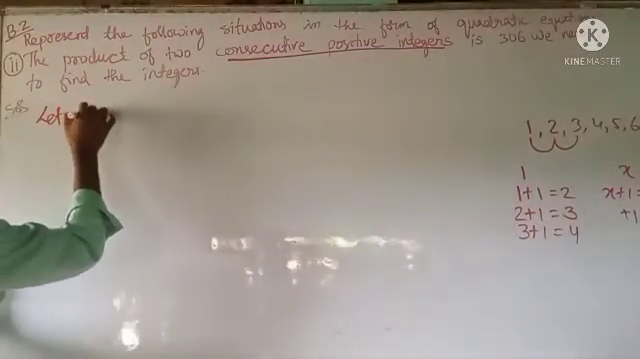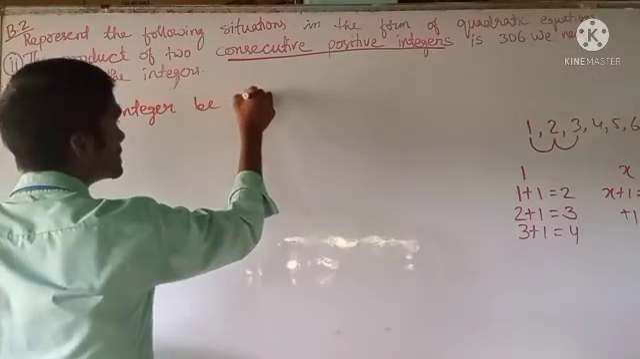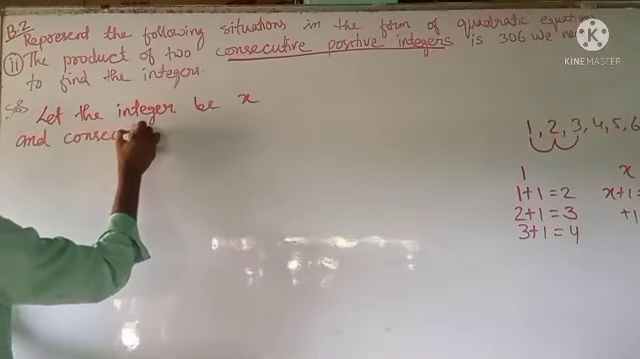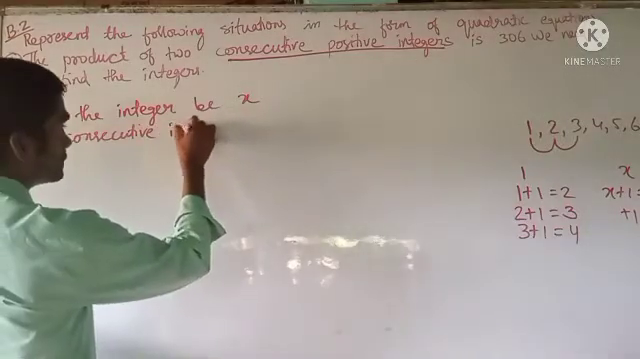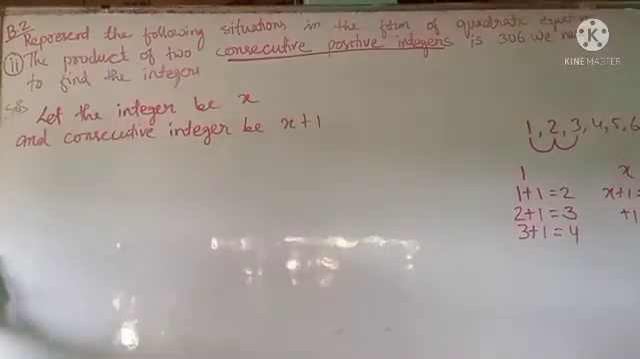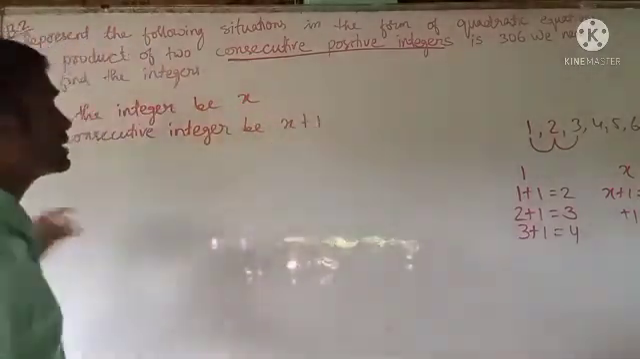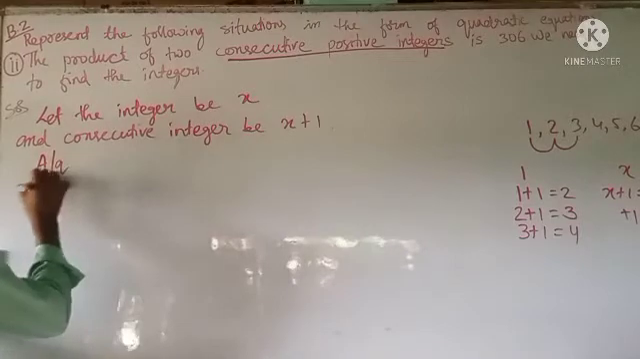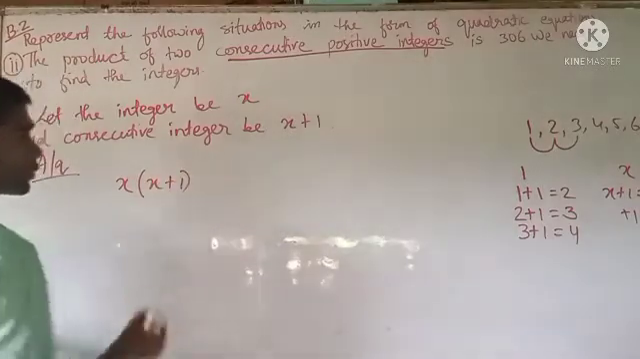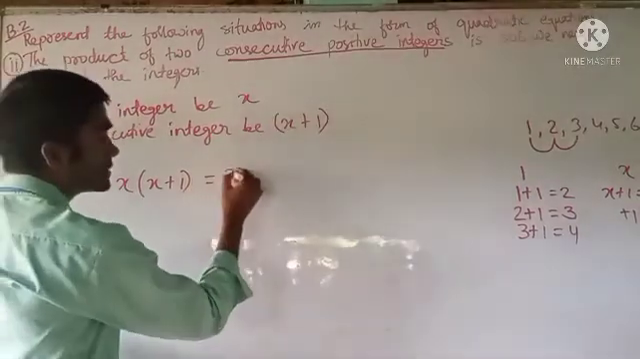So let the integer be x and the next integer be x plus 1. Now what did it say? The product of these two consecutive numbers is 306. Now according to the question, the product of these two, that is x into x plus 1, the product of these two numbers, x plus 1 and x, if we multiply them, the answer is 306.